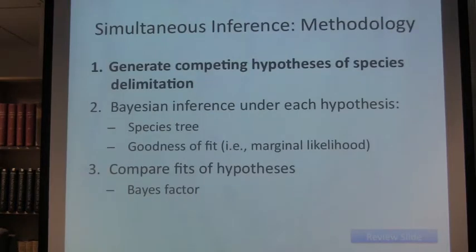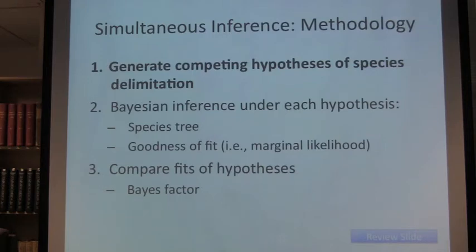Now I want to walk through the methodology of our simultaneous species delimitation and species tree inference. So the first step here is that we have to generate competing hypotheses of species delimitation. The second step, this is a review slide from the introduction, by the way, is Bayesian inference, and the third step is comparing the fits of these hypotheses.